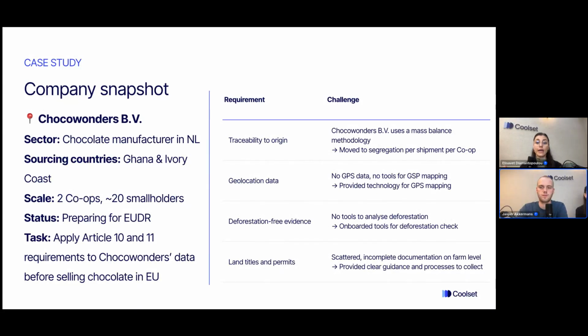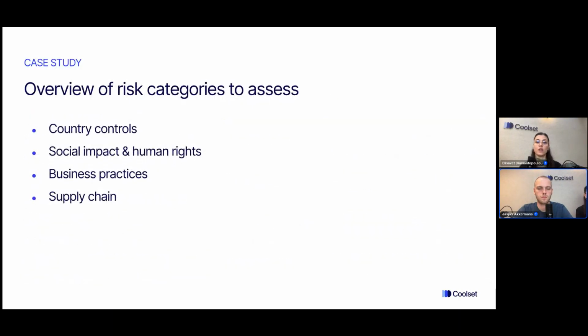Also, by involving all this technology, they now can do proper deforestation checks on all the plots of land. And lastly, scattered and incomplete documentation was resolved by providing clear guidance and processes on how to collect information. So now this set the basis for data collection, but what does this look like when we're moving on to risk assessment? So risk assessment might be in different levels and referring to different stakeholders in the process.